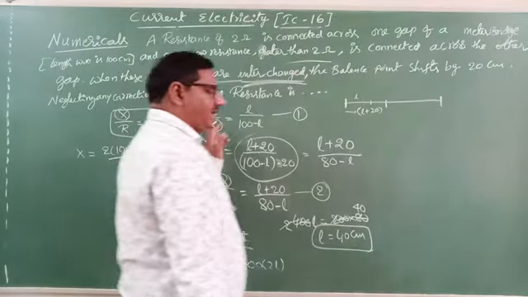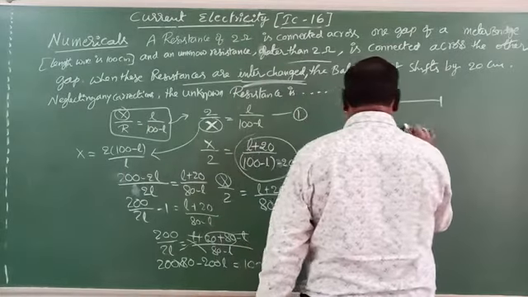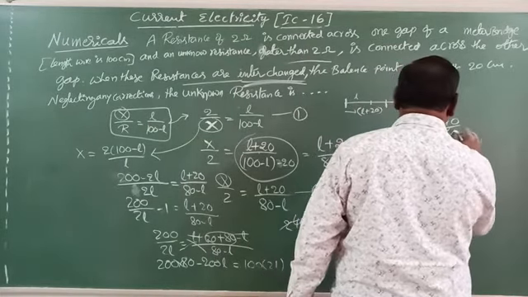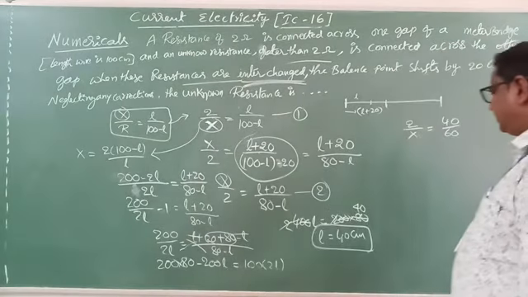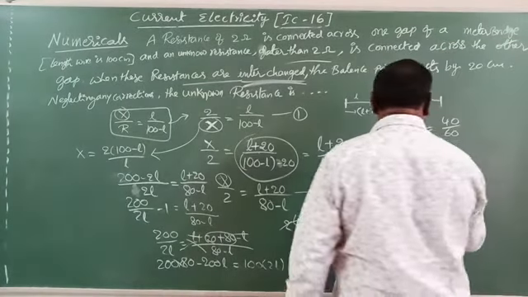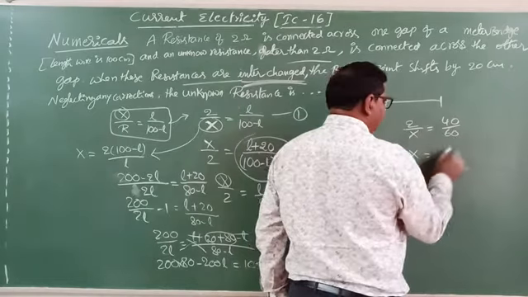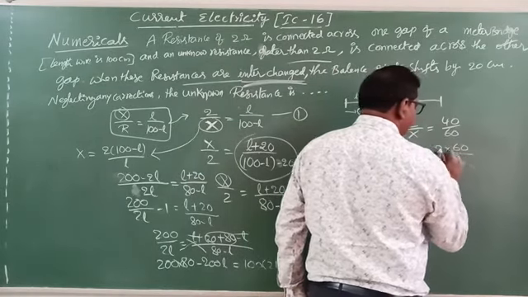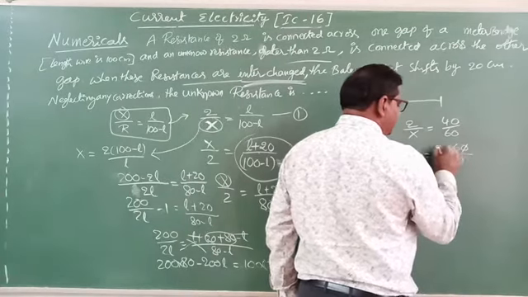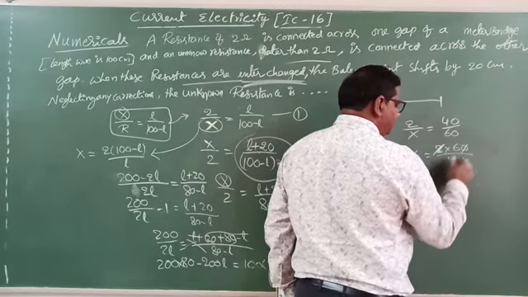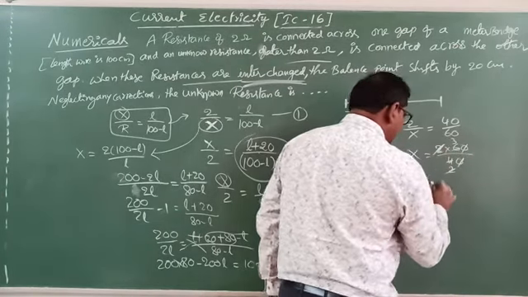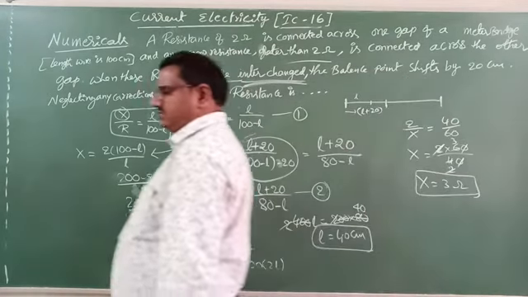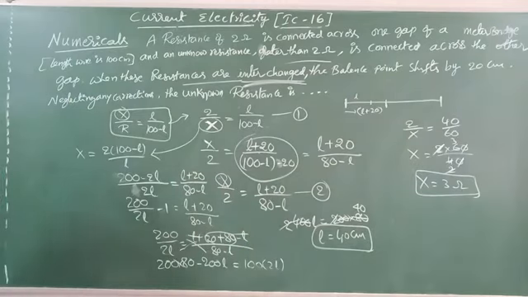Now substitute in equation 1: 2 by x equals 40 by 60. Then x equals 2 into 60 by 40. Here the zeros get cancelled; 2 twos are 2 times, and 2 threes are 3 times. Then the unknown resistance is 3 ohms.